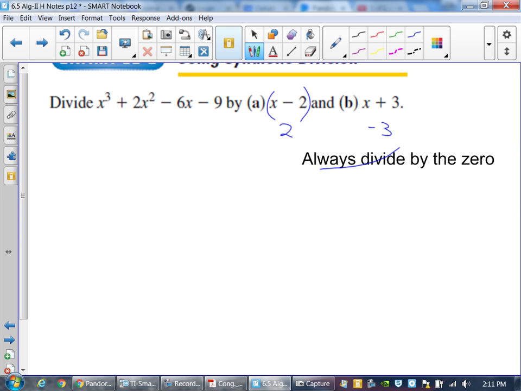When you're using synthetic division, you're going to take the polynomial in descending order with placeholders and write down the coefficients. So x cubed minus 2x squared minus 6x minus 9, third degree polynomial, has 4 terms. Do I need any placeholders? No. Right? Coefficients. 1, negative 2, negative 6, and negative 9. And now you're going to make half a rectangle.